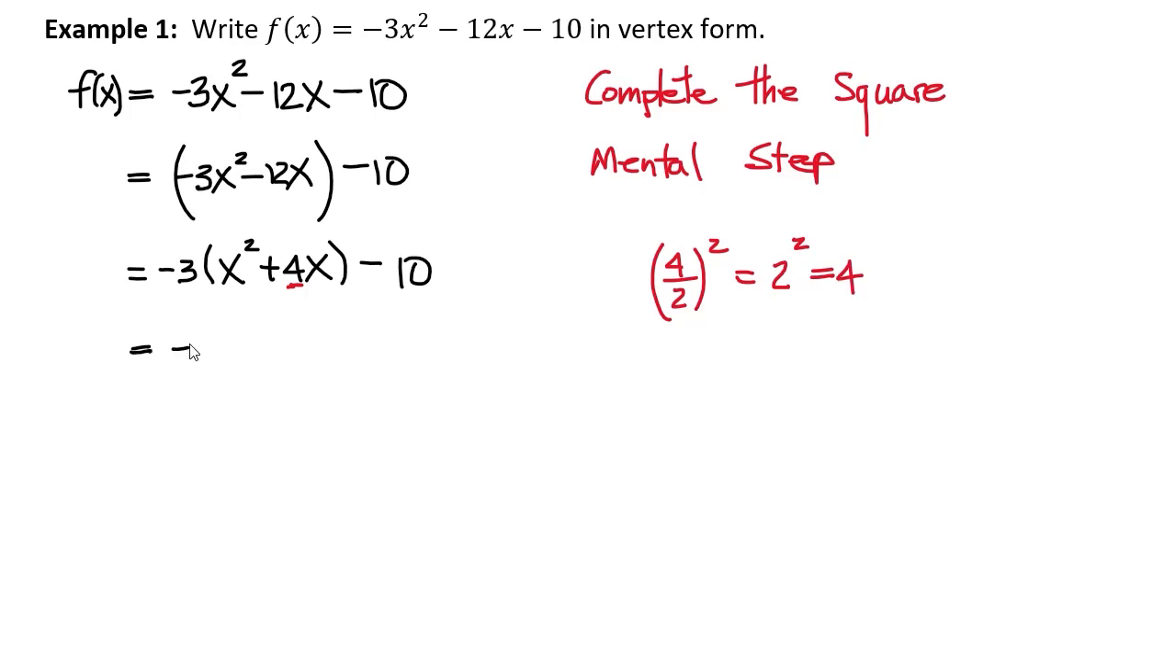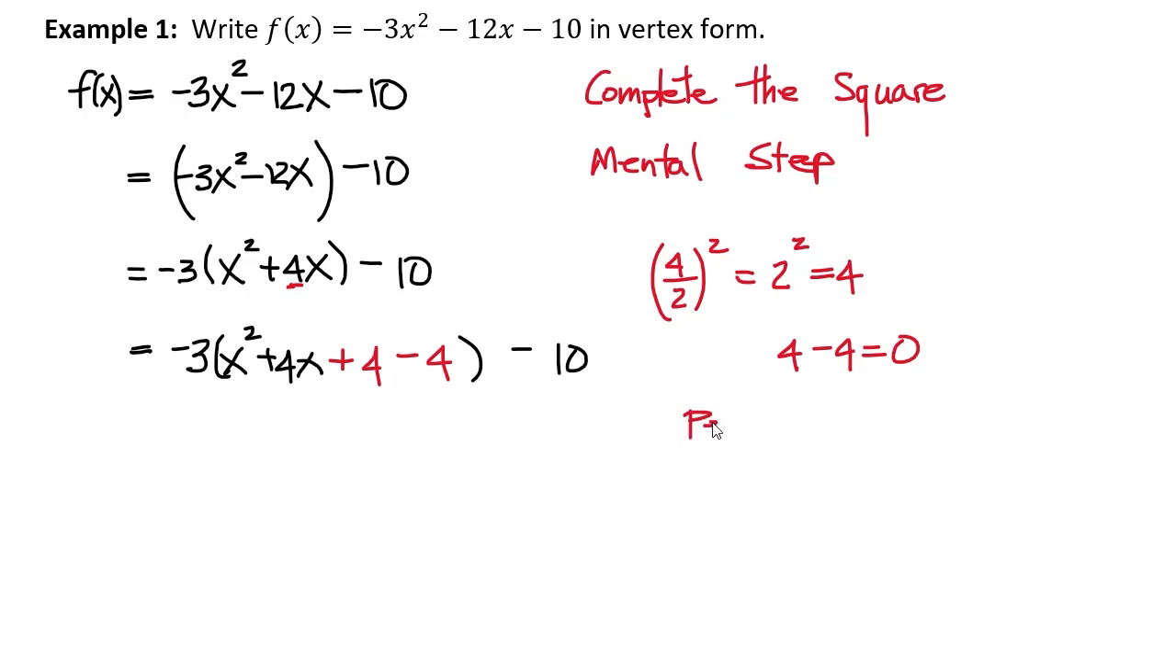So now I'm going to have negative 3x squared plus 4x, and I'm going to add plus 4, but then I'm going to subtract 4. And notice that 4 minus 4 equals 0, and if I add 0 to something, that's okay. I don't change it. Now the reason I'm doing this is I need a perfect square inside the parentheses.